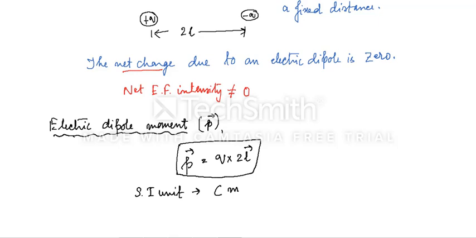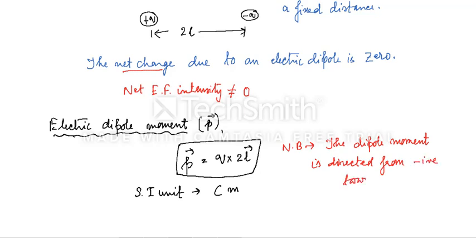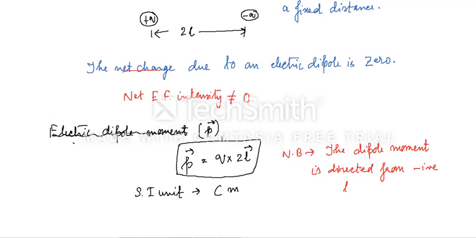The direction of dipole moment, this is very important for us to note. So we should note that the dipole moment is directed from negative towards positive charge. This is very important for us to understand.